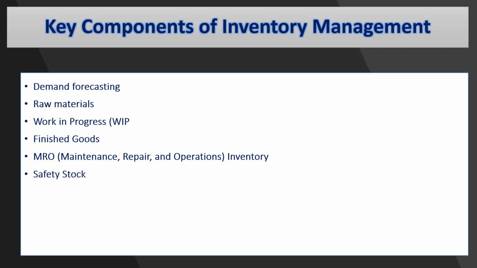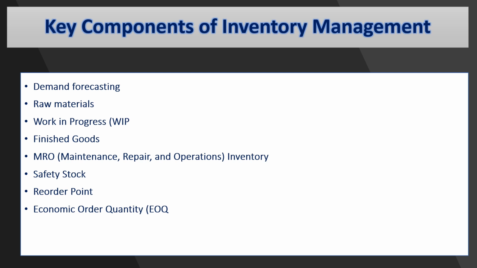Safety stock. Safety stock is buffer inventory kept to mitigate uncertainties in demand and supply. It acts as a safety net to prevent stockouts during unexpected fluctuations. Reorder point. The reorder point is the inventory level at which an order should be placed to replenish stock before it depletes completely. It is calculated based on factors like lead time and safety stock.